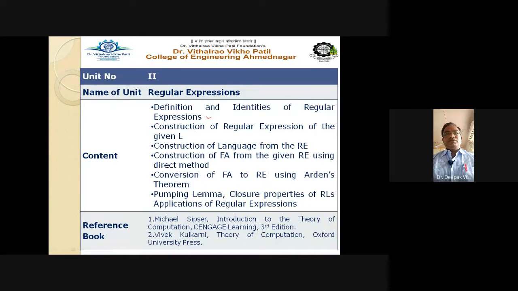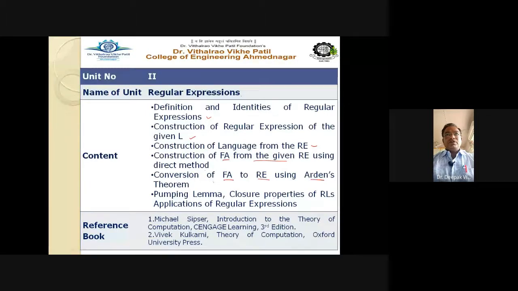The second one is construction of regular expressions for the given language. Then construction of a language from a given regular expression, which means a regular expression is given and you have to describe that expression in terms of the English language. Then construction of finite automata from the given regular expression using the direct method, conversion of finite automata to regular expression using Arden's theorem, pumping lemma, closure properties of regular expressions, and applications of regular expressions. These are the topics that we are going to discuss in this particular unit.